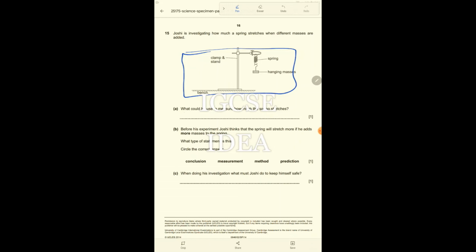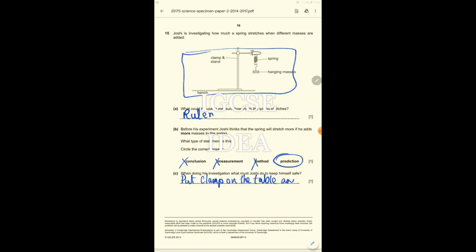Before his experiment, Joshi thinks that the spring will stretch more if he adds more masses to the spring. What type of statement is this? Circle the correct answer. Okay, this is not a conclusion or a measurement or a method. It is a prediction. When doing his investigation, what must Joshi do to keep himself safe? Well, he should put a clamp on the table and wear safety goggles. There.